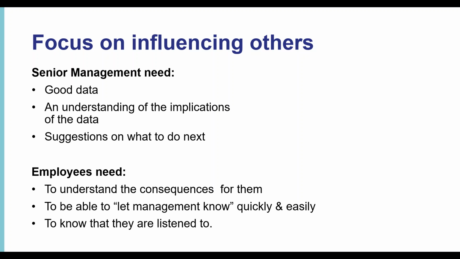So if we talk about senior management, what do they need to help them make the right decisions? Well, they need good data. They need to know not just how many accidents they had last year, but what's the trend, what are the problem areas, what are audits telling them, in a quick and easy understandable format. And there are many different ways of doing that. The understanding of the implications of that data, that again is what the health and safety professional should be doing.